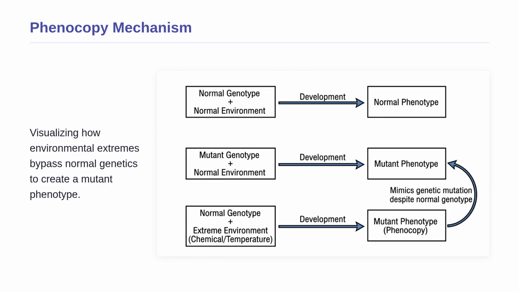But the bottom pathway is where the magic happens. Here, we start with a completely normal genotype, but introduce an extreme environment, like chemicals or temperature shocks. During development, this forces the organism to produce a mutant phenotype. As the curved arrow indicates, this bottom result perfectly mimics the genetic mutation from the middle pathway, despite the DNA being completely healthy.